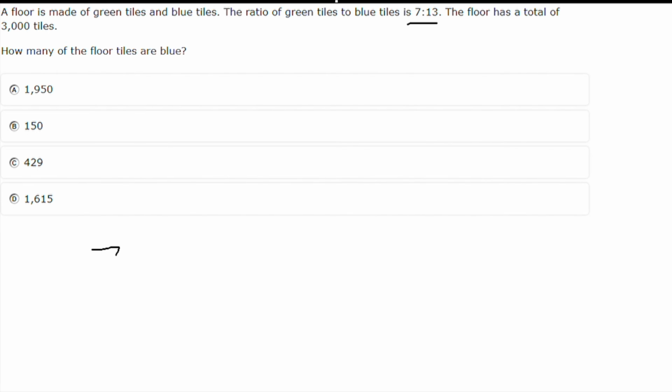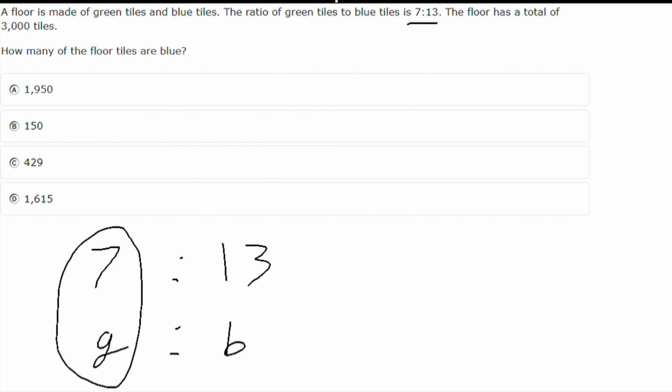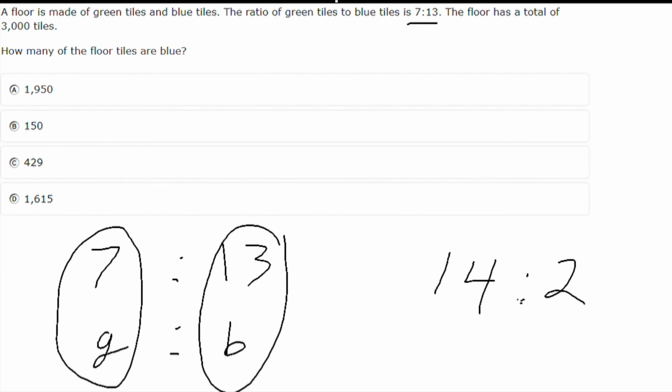That means for every 7 green tiles, I'll label it as green, we have 13 blue tiles, okay? So the ratio of green to blue is 7:13. So if I double this amount, right? If I double the 7 green tiles to 14, that means my ratio would still say the same, but the numbers would just increase. So we'd end up with 14 to double the 13, right? That will get us 26.